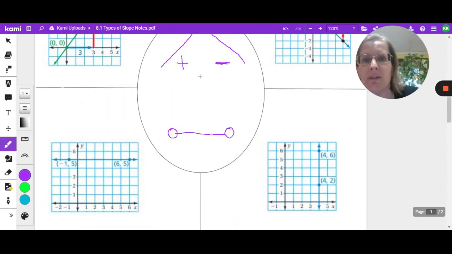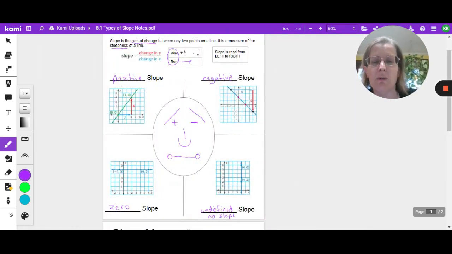So undefined slope is his nose. It's a straight line down. And then a U for undefined. So there is your slope man and the 4 types of slope: positive, negative, zero, and then undefined.